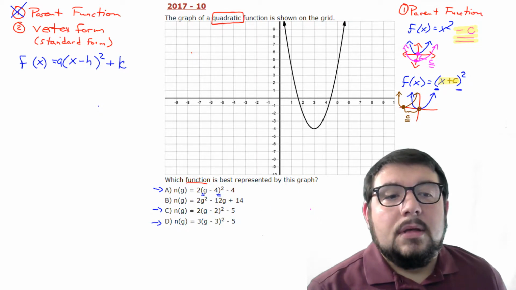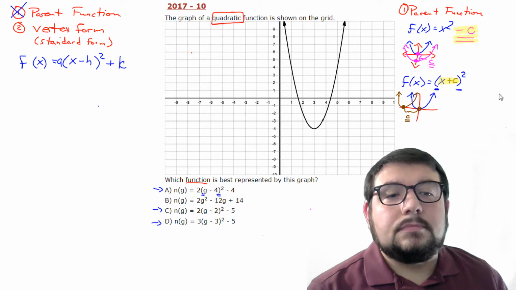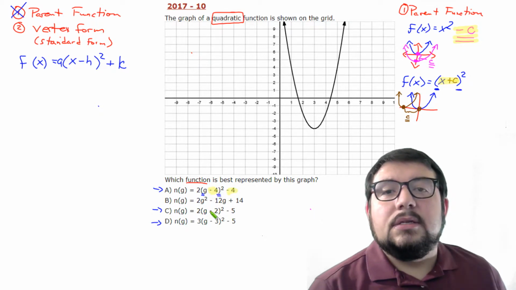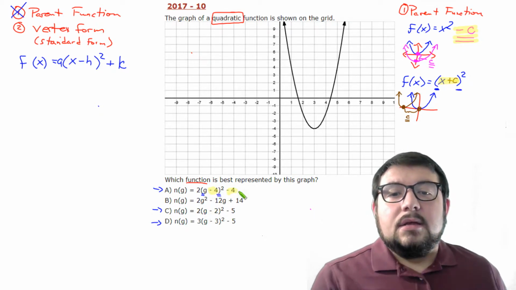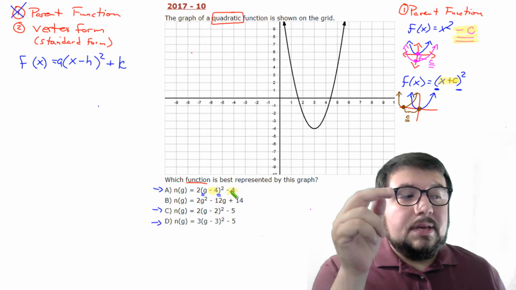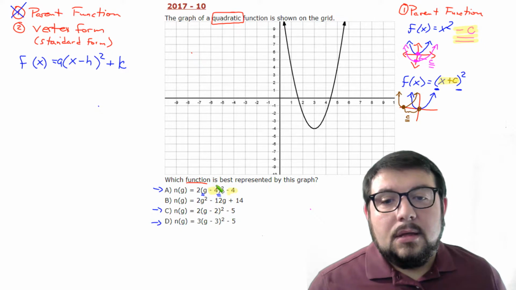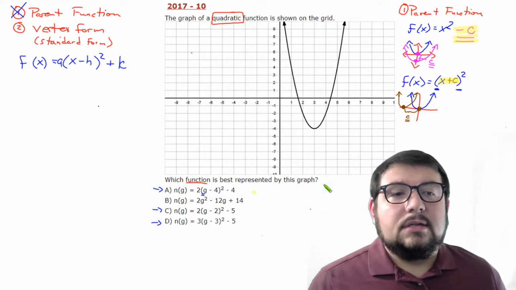So remember, this guy right here is the number that would move it up and down, and this guy right here is the number that's going to move it left and right. So again, this guy moves it up and down, this guy moves it left and right. Okay? All right, so let's get rid of that to clean it up a little bit.